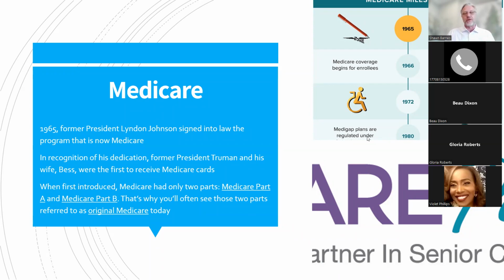So when the first cards from Medicare were given out, they were given to President Truman, who was still living at the time, and his wife, Bess. That was my dog, y'all.